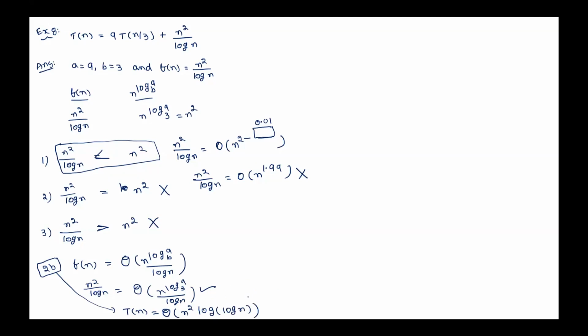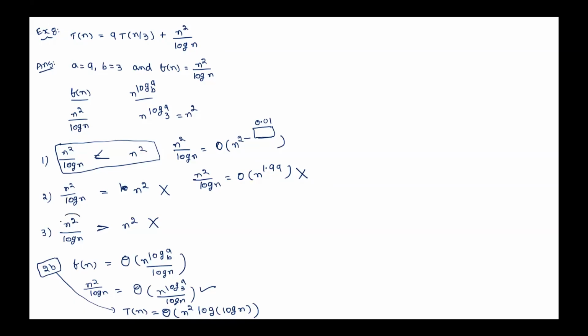Sir, tell me. Before 2b, there are three steps, no? Three conditions. The first condition failed, the second condition also failed. Definitely the third condition should be satisfied, no, sir? Is n square by log n more than n square? Definitely, we know that it is not more.